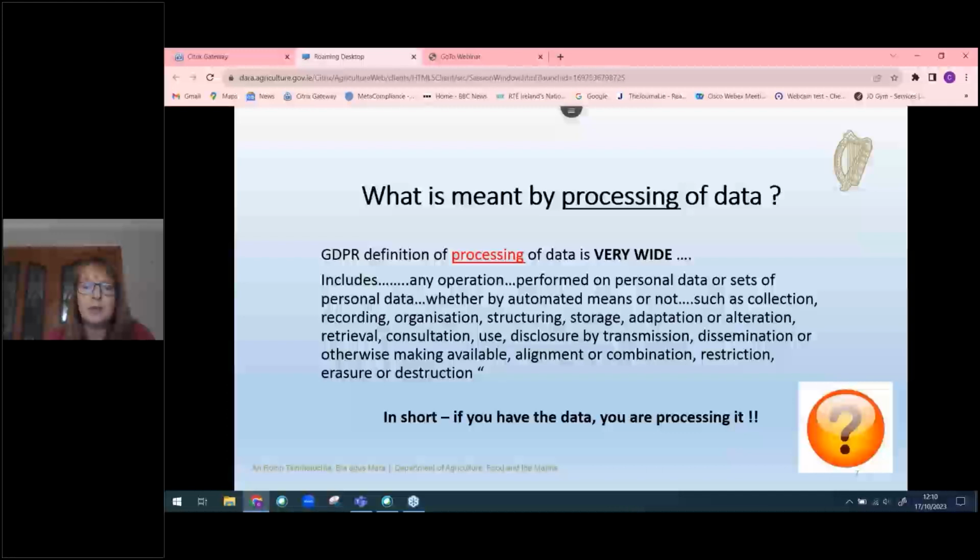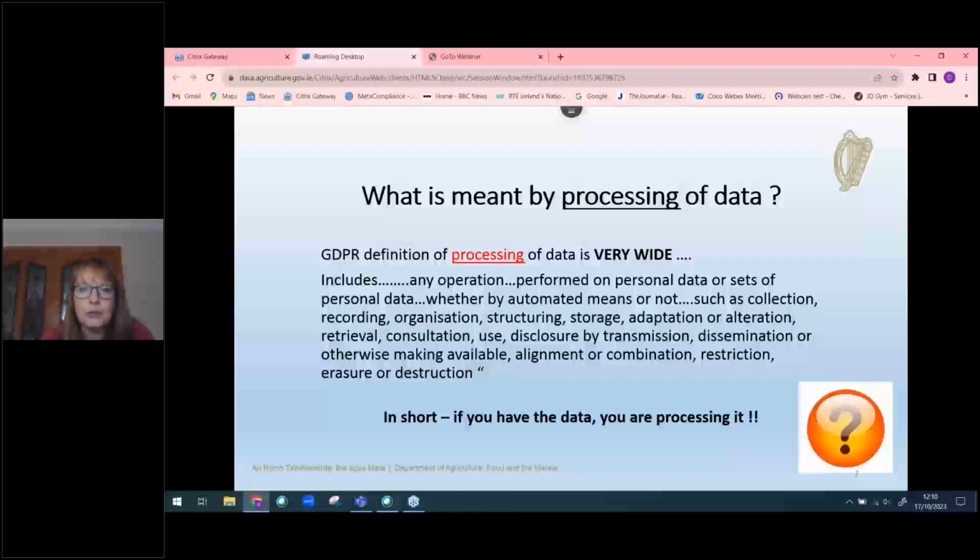So then what is meant by processing? The data protection legislation and all the guidance in the area talks about the processing of the data and what you can and can't do when you're processing the data. And some areas might think they're not actually processing data because once they have it, they don't actually do anything else with it. But the definition of processing in GDPR is actually very, very wide.